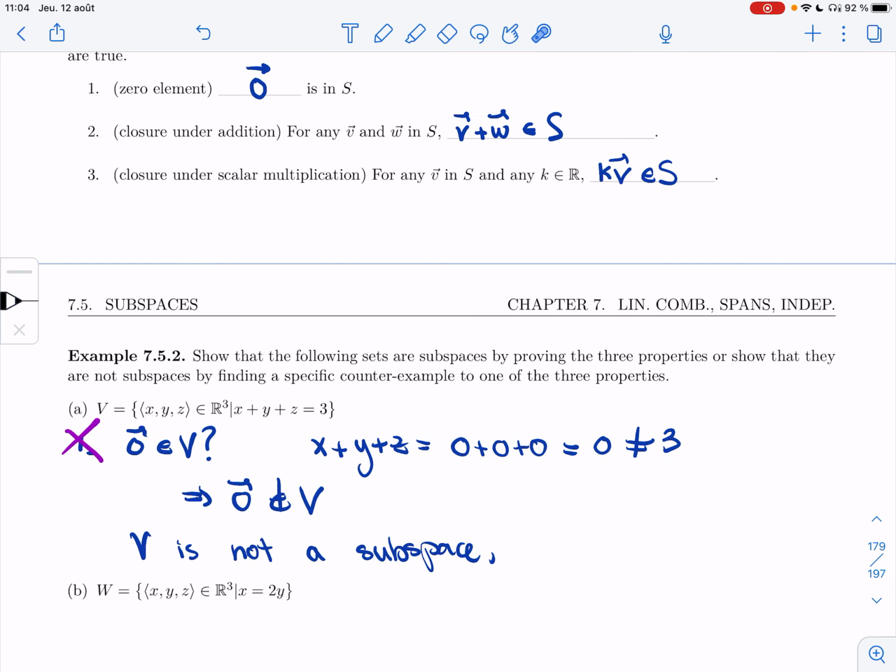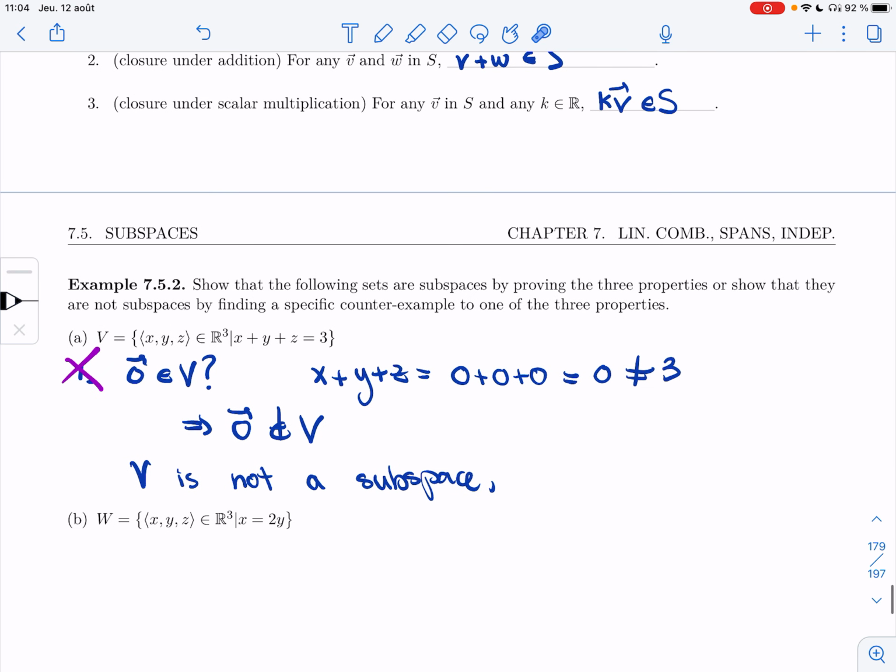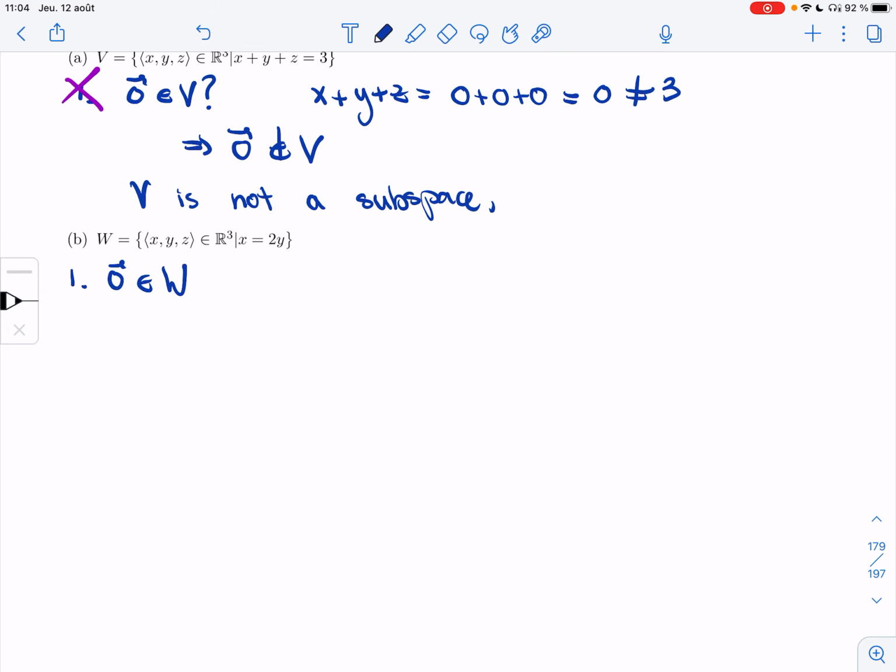Let's try a different one. I'm looking at the set W, again in R3, of all x, y, z so that x equals 2y. All right, let's start again. Let's look at the zero vector. Is the zero vector in W? In this case, x equals 0 and 2y equals 0. These are equal, and so yes, 0 is in W, and I have proven this first condition.